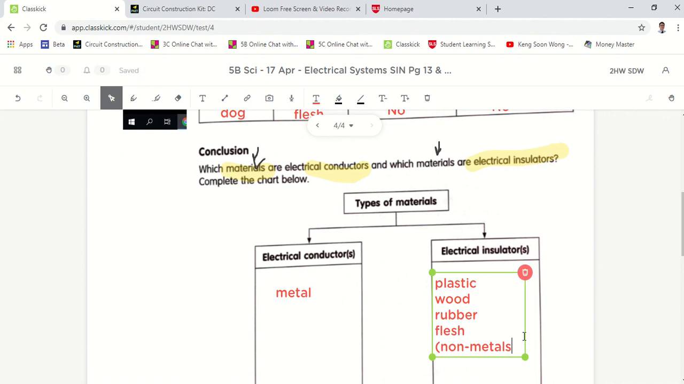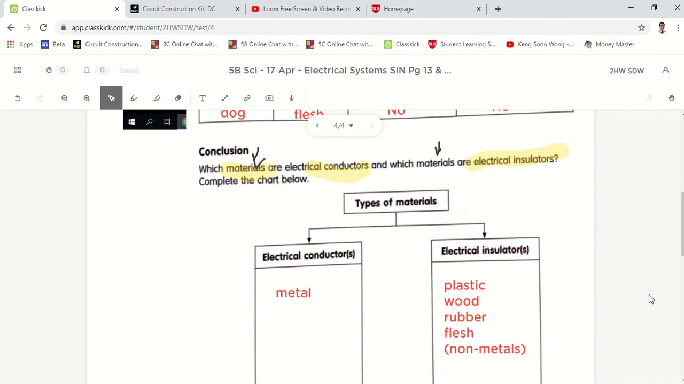Okay, so we are talking about materials here. So don't talk about objects. Right, so this is the answer for the last part. So this is the end of the going through part. The second part of the lesson, we'll be looking deeper into closed circuits. All right, so see you in the next video.